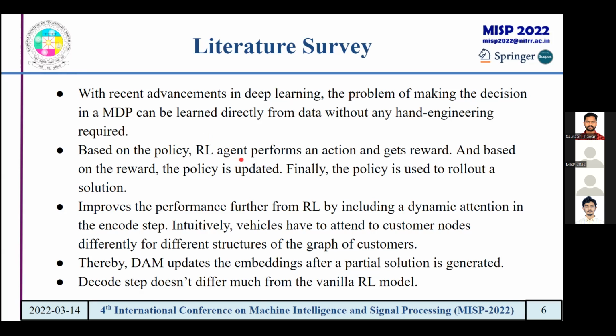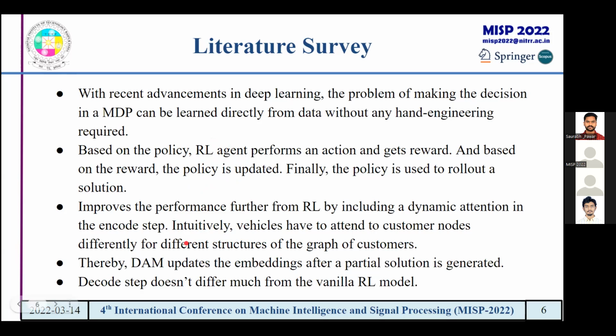And this reward can be easily modeled, because the reward is just the inverse of the distance traveled by the particular vehicle to get there. So the more distance traveled, the less reward there is. Finally, this is the vanilla RL model.